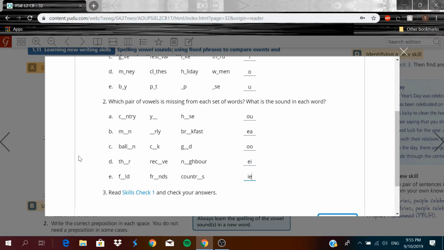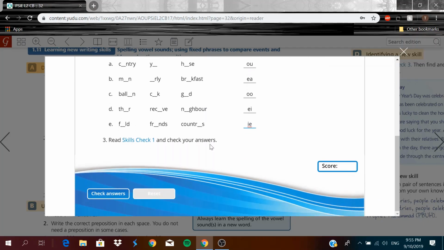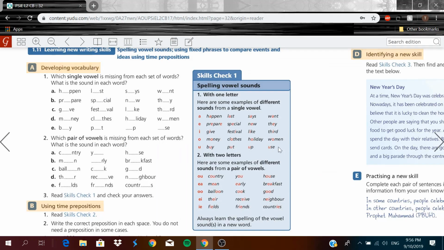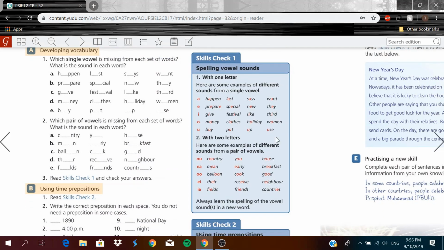This will be I and E. So fields, friends, and countries. Okay? Now let's read the skills check 1. Now, I didn't want to actually read this. I wanted to solve this before, so now you guys will get a better idea of what I'm talking about.